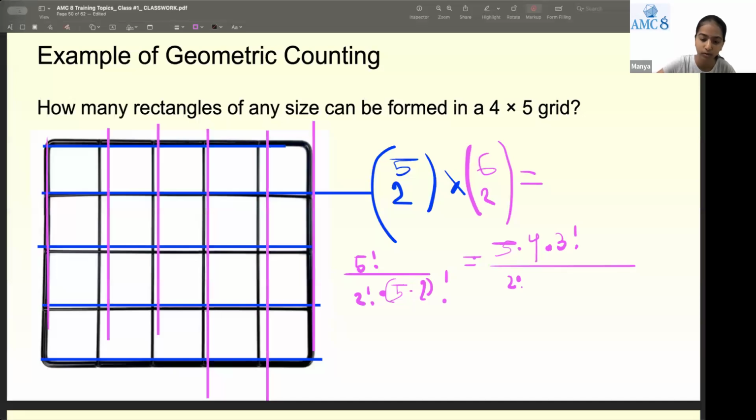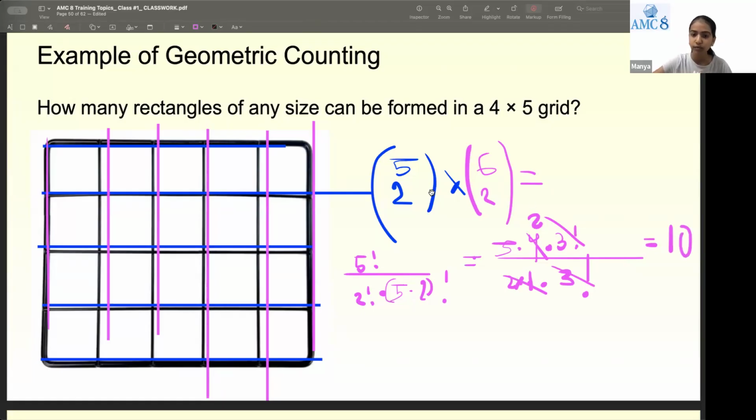Or I'll just write 2 times 1 times 3 factorial. Because 5 minus 2 factorial is the same thing as 3 factorial. The 3 factorial on the top and 3 factorial on the bottom will both cancel out with each other, and the 2 on the bottom and 4 divided by 2 is equal to 2. So it'll be 5 times 2, which is equal to 10. So the answer for 5 choose 2 is equal to 10.